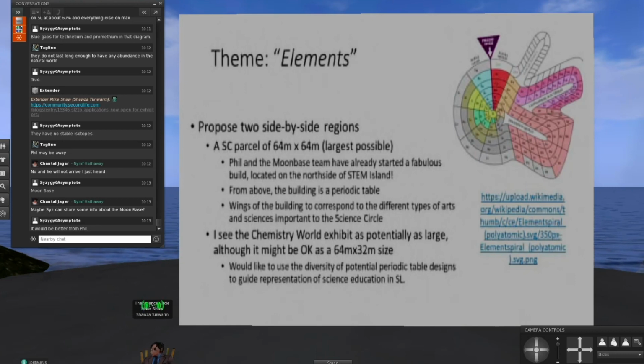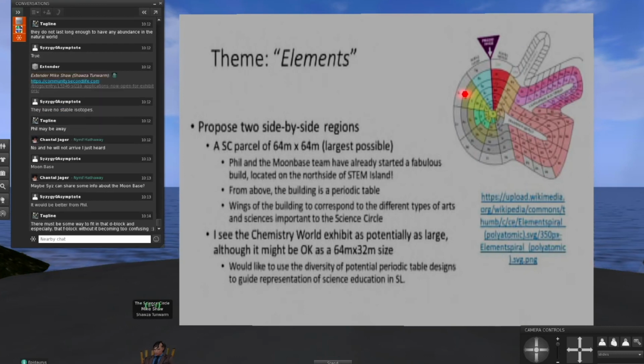So Phil and the Moonbase team have already started a fabulous build. It's on the north side of Stem Island, as I mentioned. It doesn't look like the picture that I have up here. Let's turn my laser on. What it does look like, from above, is the traditional representation of a periodic table. But if you're at ground level, it's a building. And basically, there are different wings to the building that can house different parts of science.